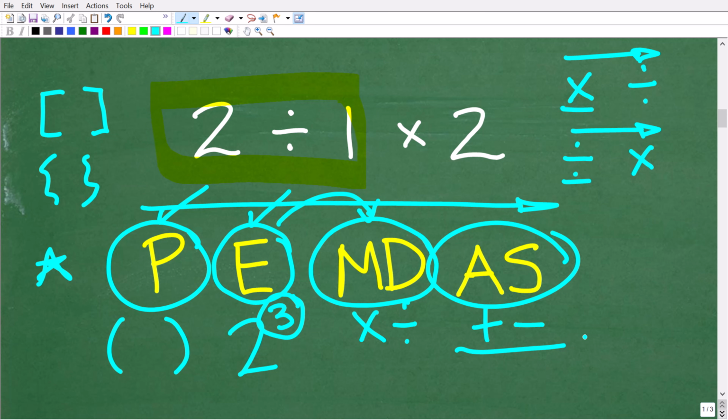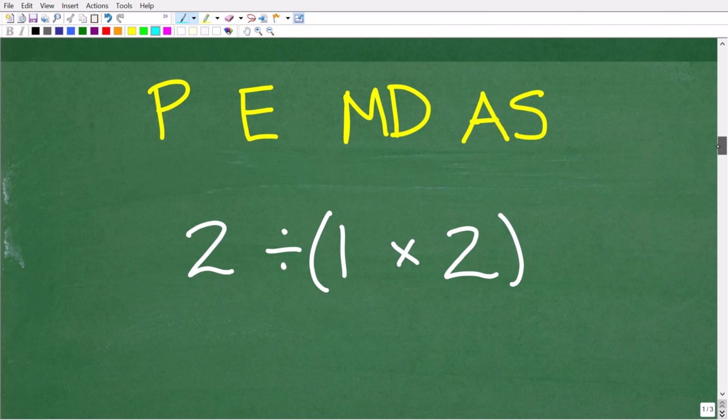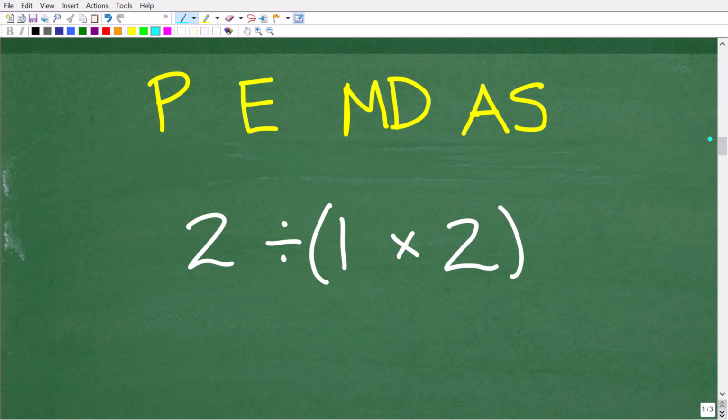Okay, so let's take a look at the actual solution, and then we'll run through a few examples just to make sure you understand PEMDAS. Okay, so here is our PEMDAS checklist. Now, anytime you have a math problem with all different sorts of operations, you want to be thinking about PEMDAS.